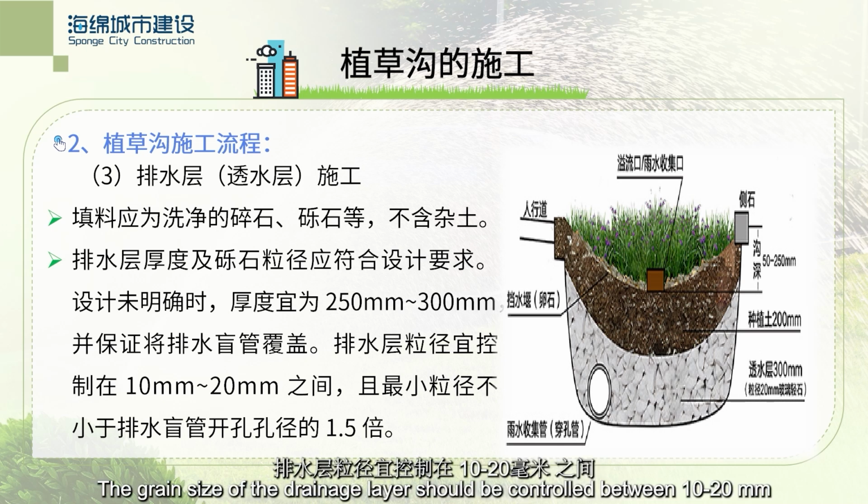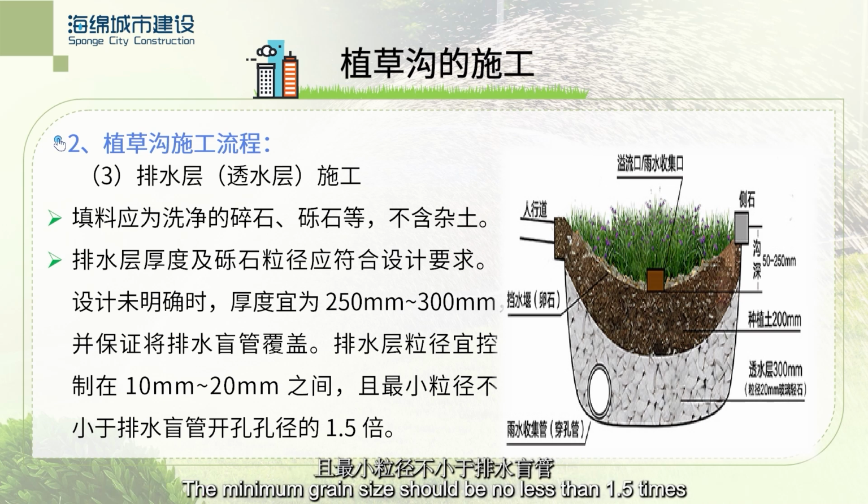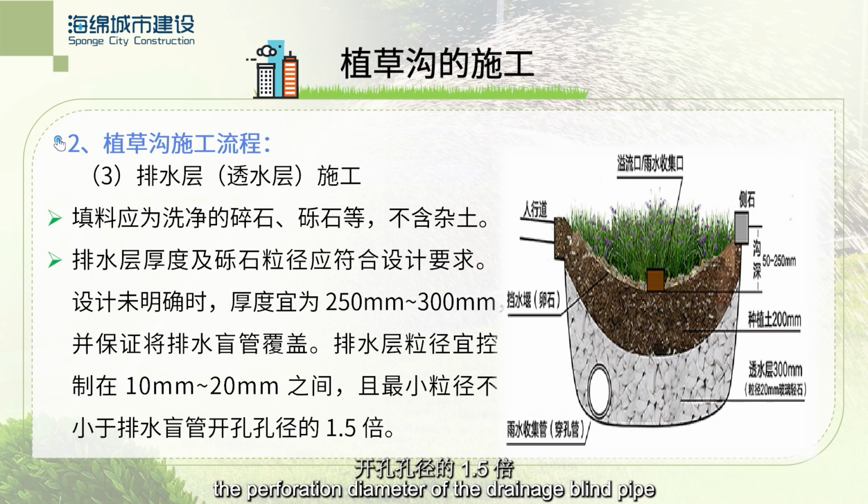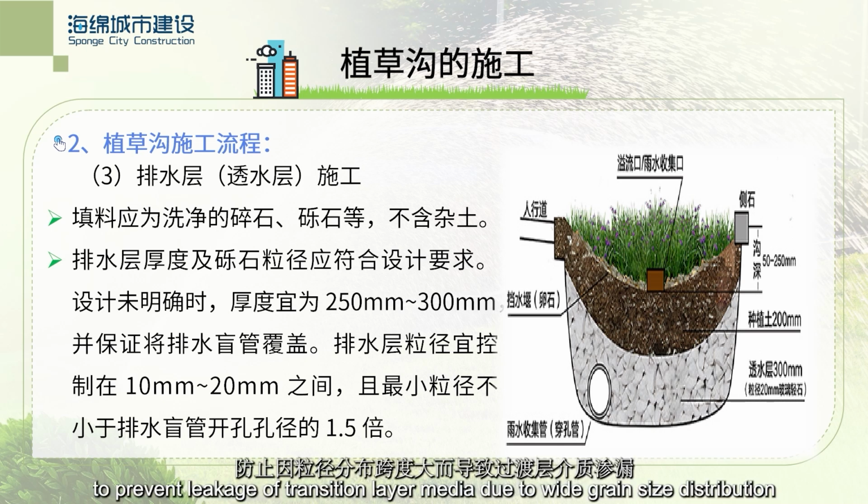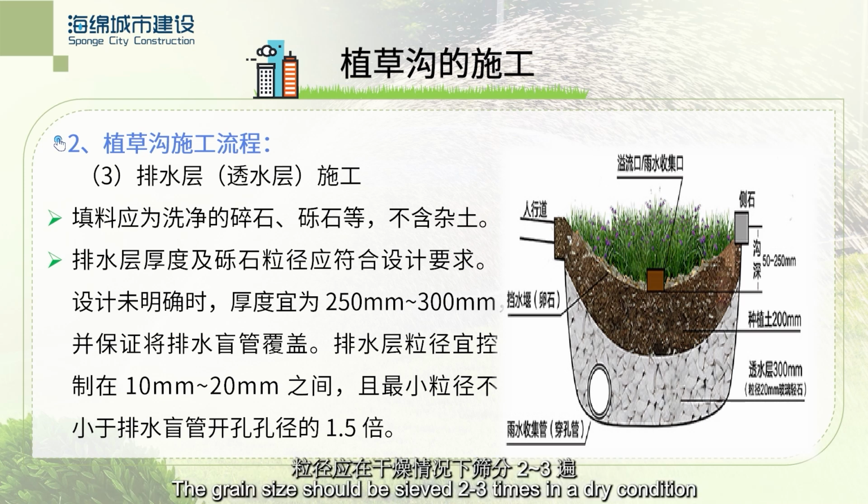The grain size of the drainage layer should be controlled between 10 to 20 millimeters. The minimum grain size should be no less than 1.5 times the perforation diameter of the drainage blind pipe. The grain size of the drainage layer should be uniform. To prevent leakage of transition layer media due to wide grain size distribution, the grain size should be set to 3 times in a dry condition.